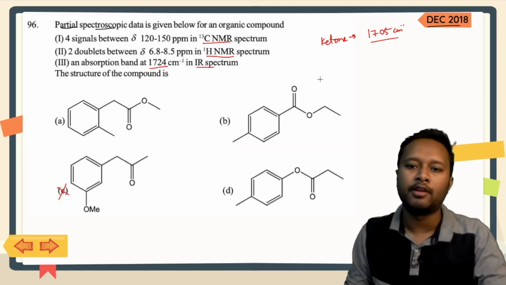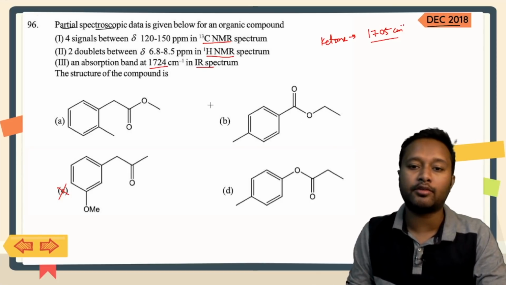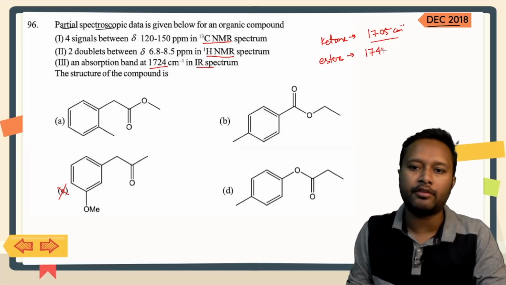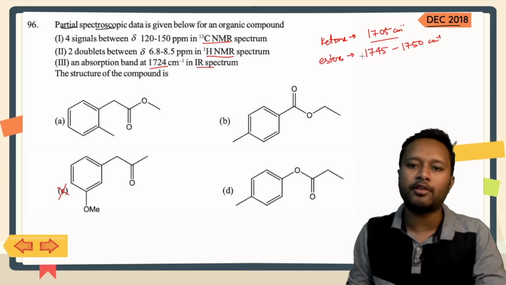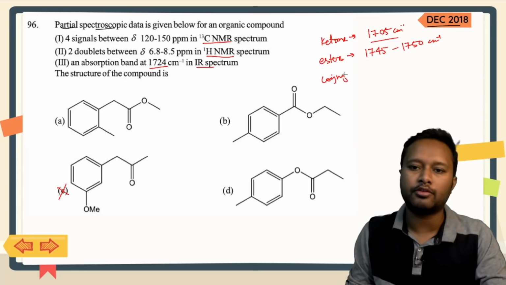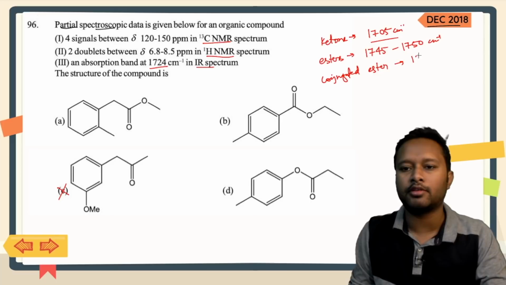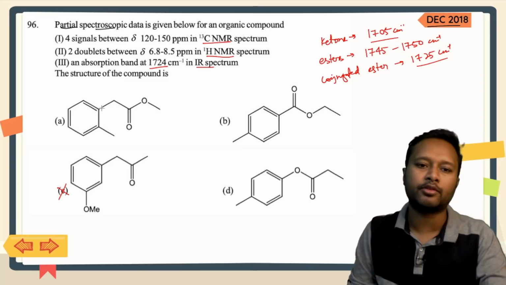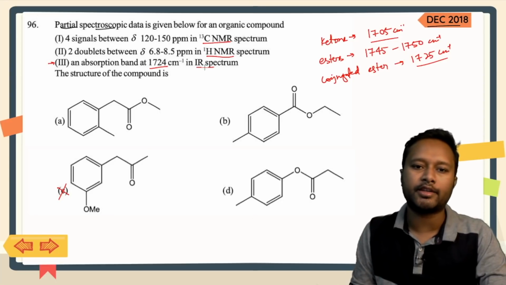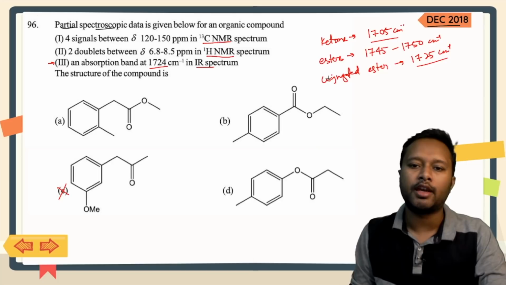You can just cancel it out, and the rest of the options have esters in them. Now esters have a value of 1745 to 1750 cm⁻¹. If it is an ester, then why is the value quite less? That's because it would be a conjugated ester. So instead of a normal ester, this is basically a conjugated ester. A conjugated ester will have a lower value, so around 1725 cm⁻¹ is going to be for a conjugated ester. So this IR spectrum is going to tell you that the molecule has a conjugated ester.